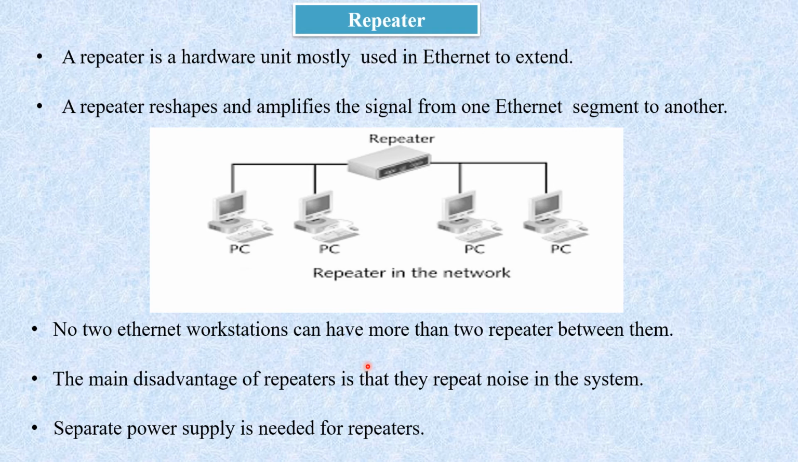So if they want to communicate properly, you should not connect more than two repeaters in between. The main disadvantage of repeaters is that they repeat the noise in the system. They cannot distinguish data from noise, so when the signal is amplified, the noise is also amplified. A separate power supply is also required for the repeaters.